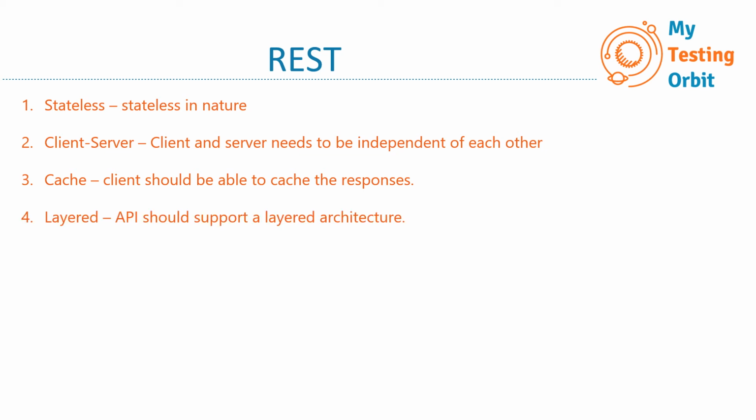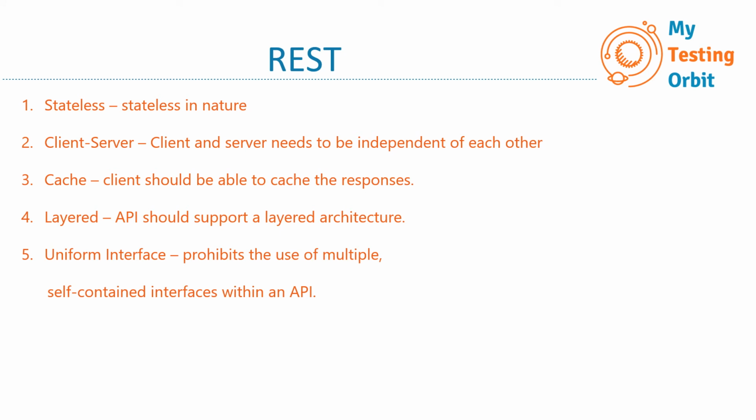Fourth one is a layered system. The API should support a layered architecture, each one contributing towards a clear hierarchy. Each layer is loosely coupled, which makes RESTful architecture so scalable that multiple layers are used to grow and expand the interface. This also allows for new commands and middleware to be added without impacting the original commands and functioning between client and server.